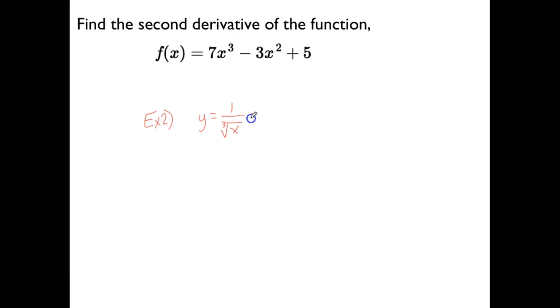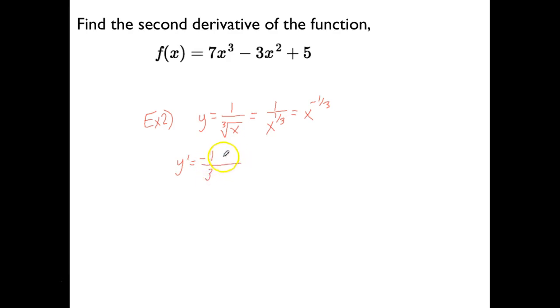Okay, remember, first thing we need to rewrite it. That's the same as 1 over x to the 1/3, which is the same as, and you need to bring it to the top so you can take the derivative, x to the negative 1/3. Okay, now I have not taken any derivatives, all I did was rewrite it. Now I can take the first derivative.